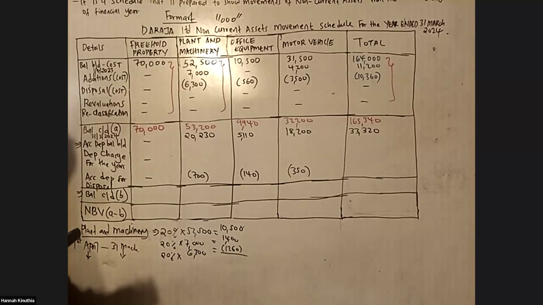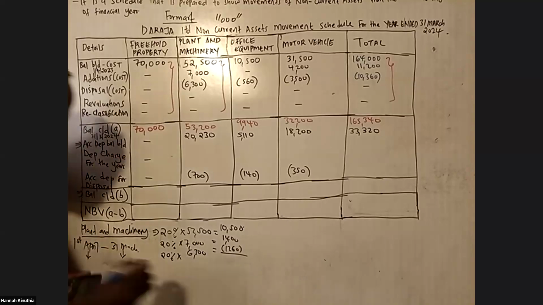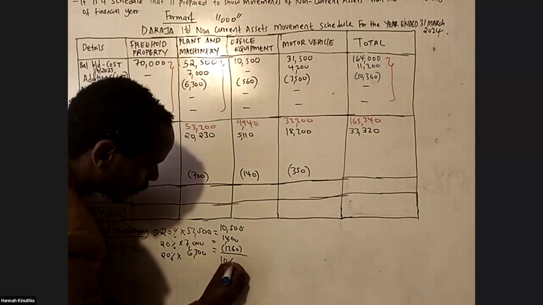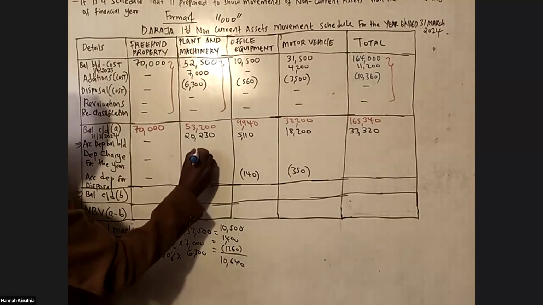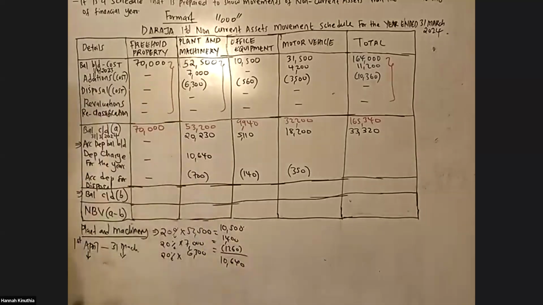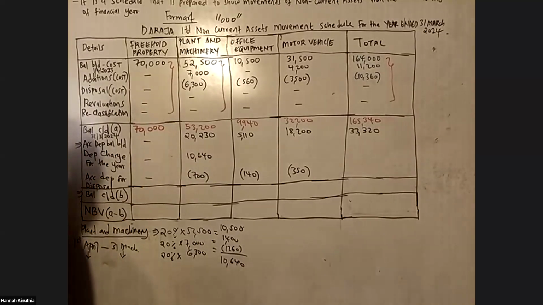So that's 10,500 plus 1,400 minus the answer. So 10,640. So this is the depreciation charge, 10,640. Unakuja unaweka hapo. This one is the depreciation, 10,640. Uko sawa hadi hapo watu wangu?